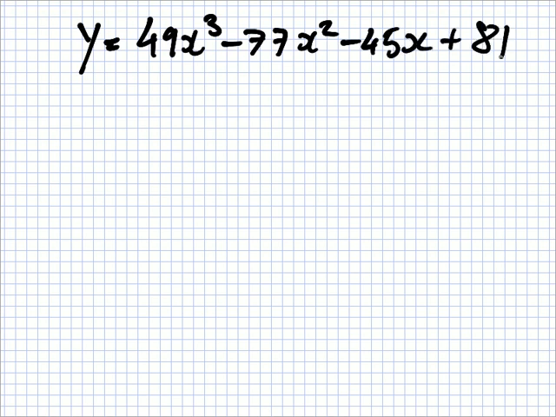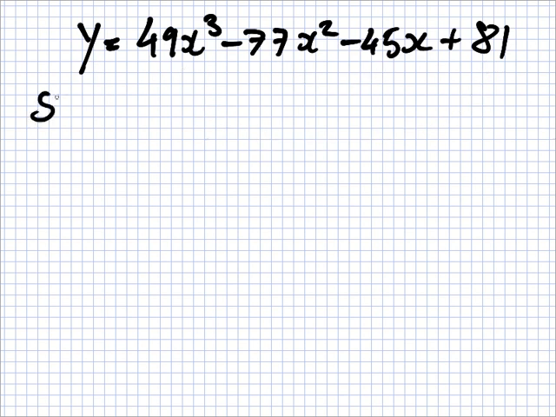Okay, let's think about this. Should I bother with 0? No. Should I bother with 1? Possibly. I feel like 1 might work, because if I use 1, I'll get 49 and 81, which is like 130 or whatever, and minus 77 and minus 45 will be about the same size. So I think 1 is worth trying.